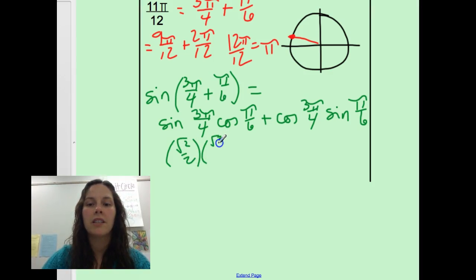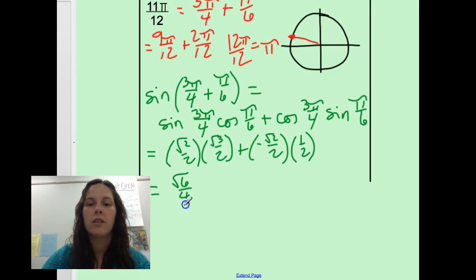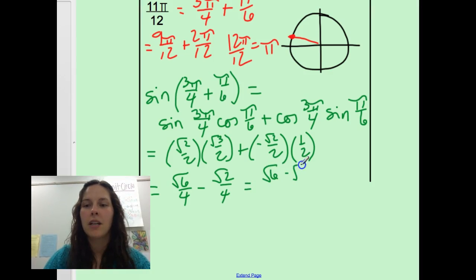Cosine of pi over 6 is root 3 over 2. Cosine is negative in the second quadrant, so this will be negative root 2 over 2, and then sine of pi over 6 is 1/2. Multiplying our values together, we get the square root of 6 over 4 minus the square root of 2 over 4. Are these values looking really familiar to you at this point? So we get square root of 6 minus square root of 2 all over 4. So there's our sine.